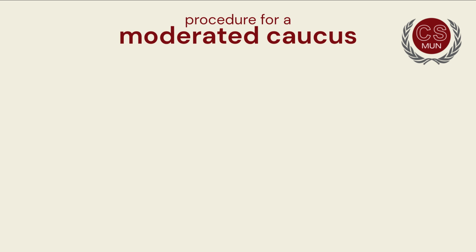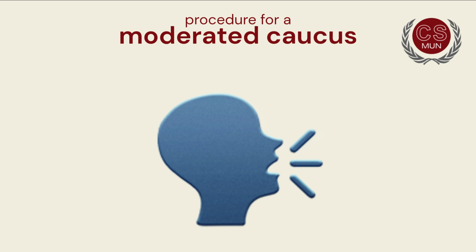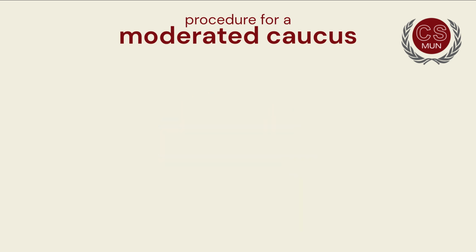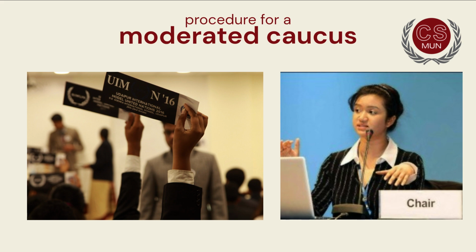How does a moderated caucus take place? Well, usually the chair calls for an unmoderated caucus for the delegates to discuss and brainstorm a list of moderated caucus topics. Once the unmod is over, the chair will open the house for moderated caucus topics. Great. What do you do now? Do you just yell out the topic for the moderated caucus? No, there is a formal motion to initiate a moderated caucus. To raise this motion, you have to raise your placard and wait for the chair to call your delegation.